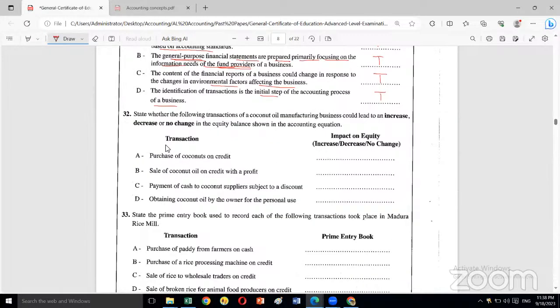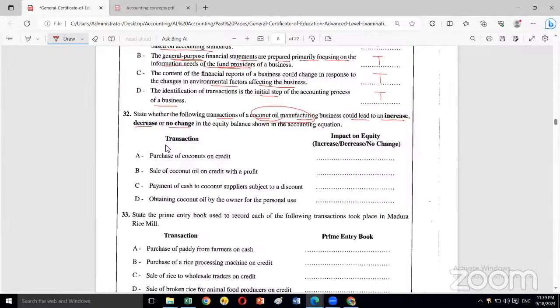Question number 32. State whether the following transaction of a coconut oil manufacturing business could lead to an increase, decrease, or no change. Here the main word is what? They are manufacturing coconut oil. Coconut oil manufacturing. They are selling coconut oil.